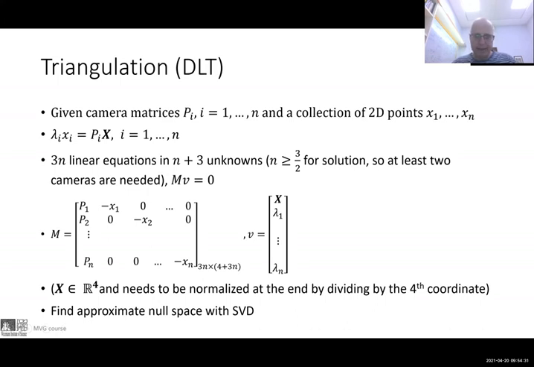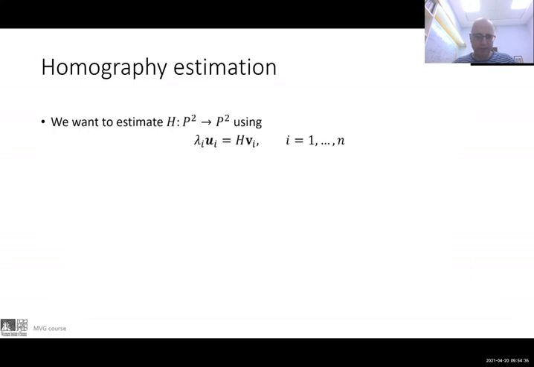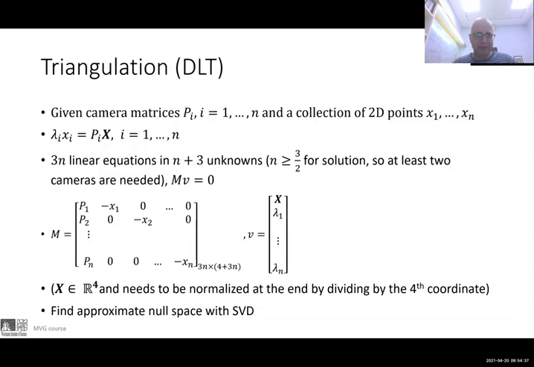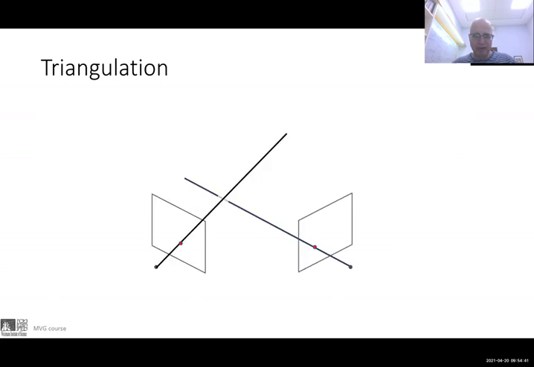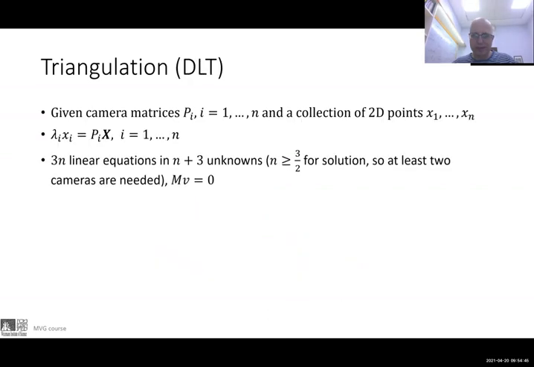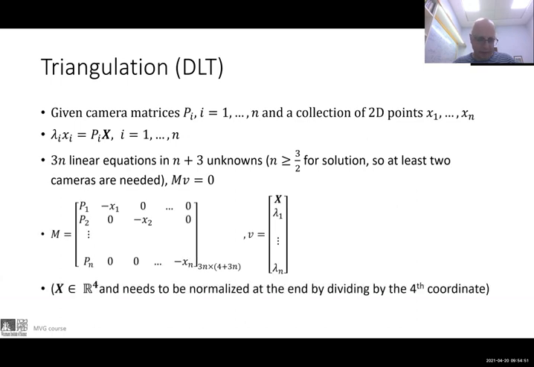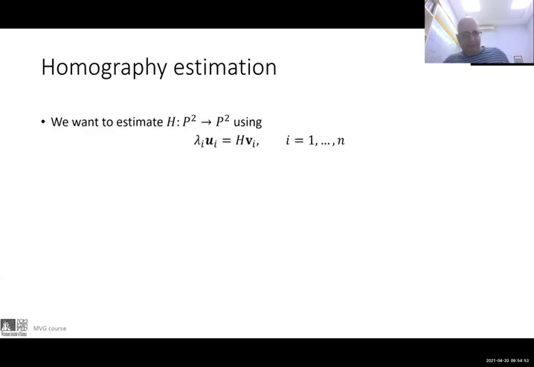Okay, and this is a solution to triangulation problems, for whatever number of points you have, right? Not only in 2 images, but in possibly n images.